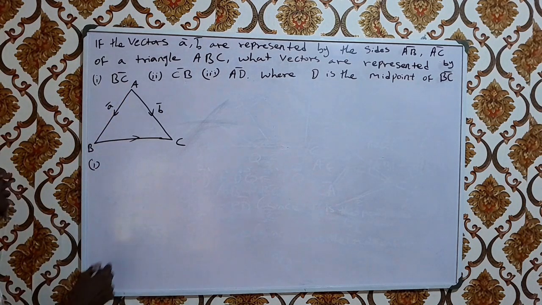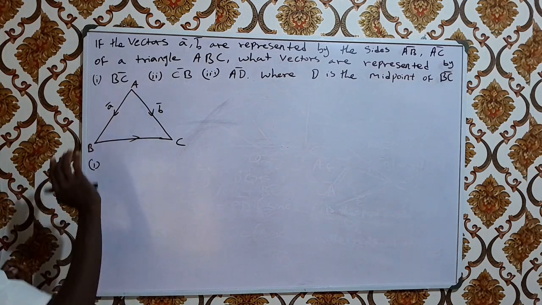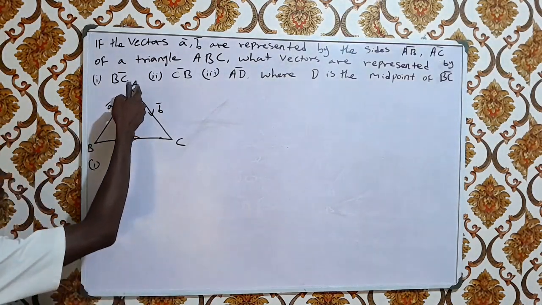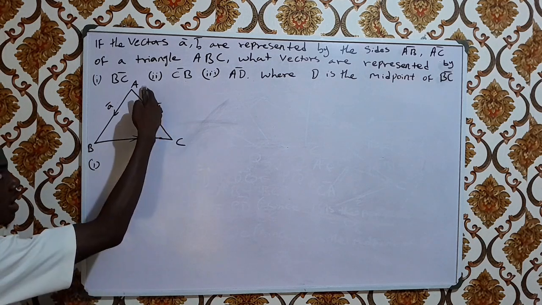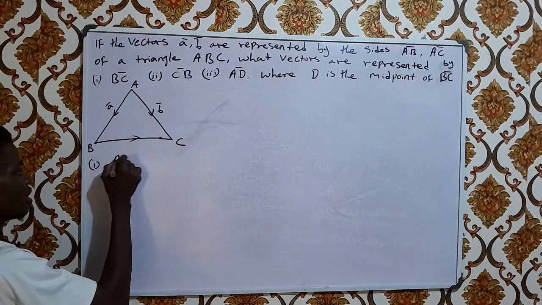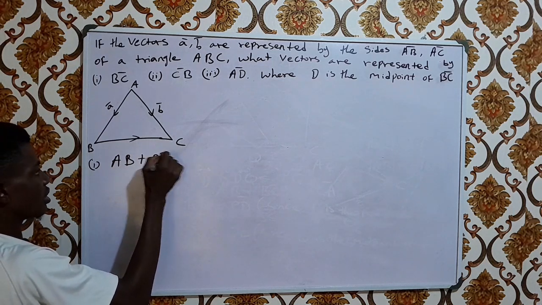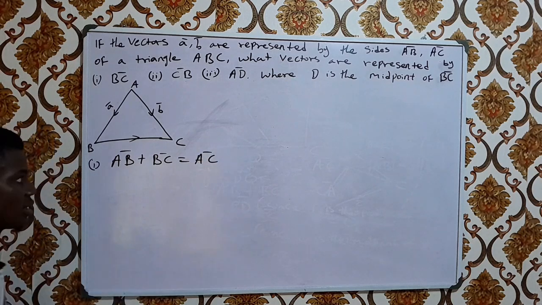So number 1, you can see, from the triangular law of vector addition, if we start from AB, it can go to BC, then is equal to AC. We state it: AB plus BC is equal to AC.